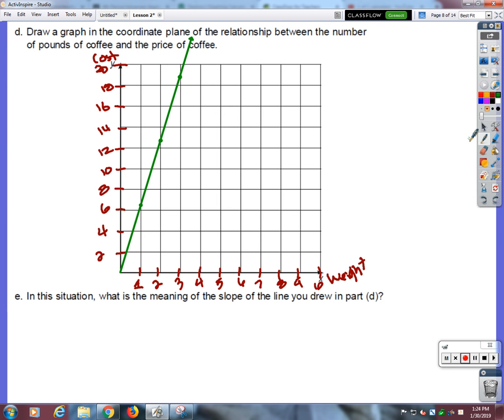I need to change your reference. Maybe a coffee fee. In this situation, what is the meaning of the slope? What is the meaning of the slope of the line? The cost per pound. Because the slope is the change in the y divided by the change in the x, and the y is the cost, and the weight is the x.